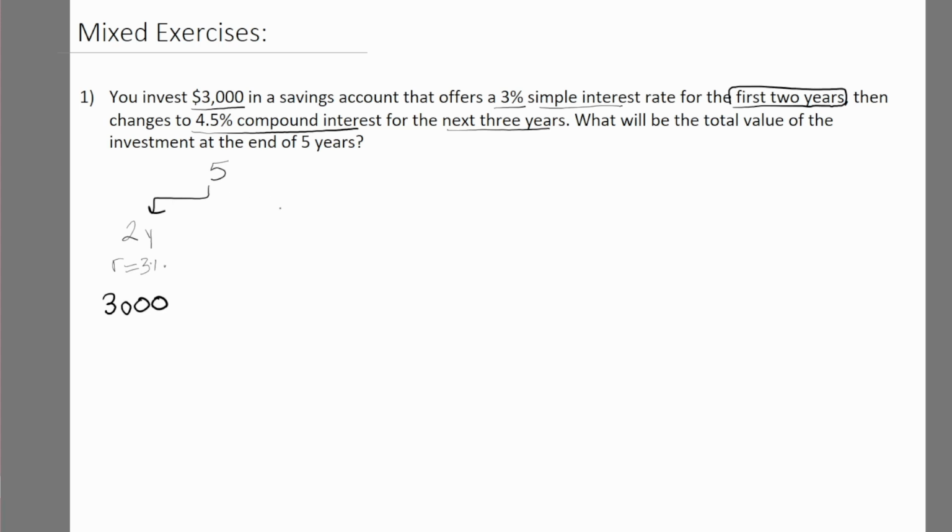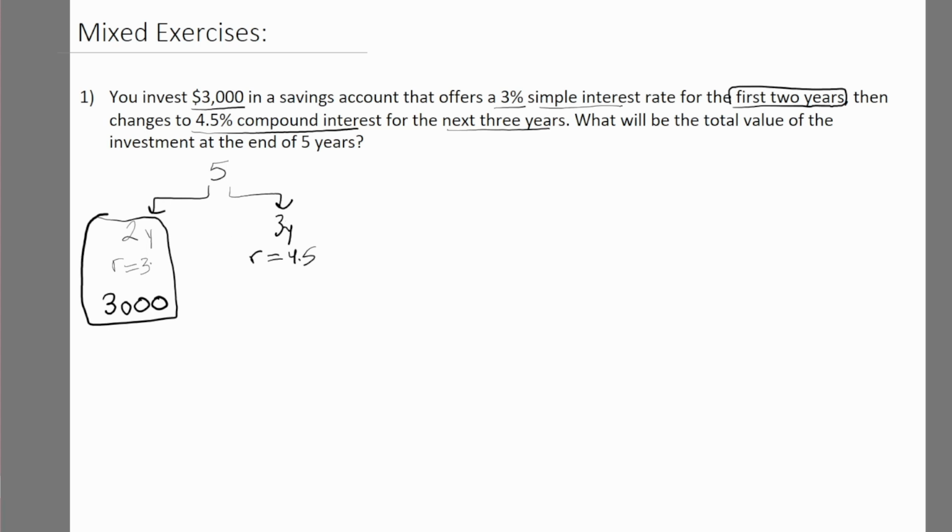And for the next 3 years, we will have a rate of 4.5%, and it's compound interest. Now, the way to solve this question is that at first we're going to find the amount of money that I will have after 2 years, right? And this will be the amount that will go into the compound interest. So let's start with that.